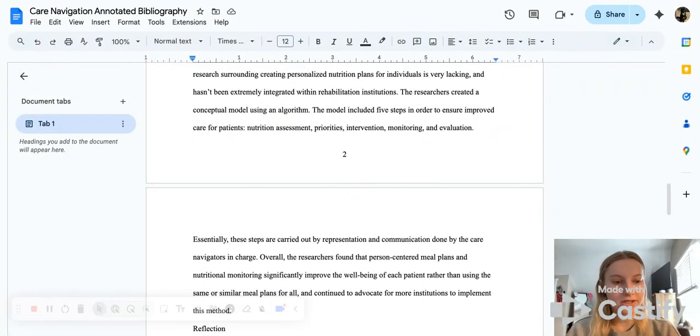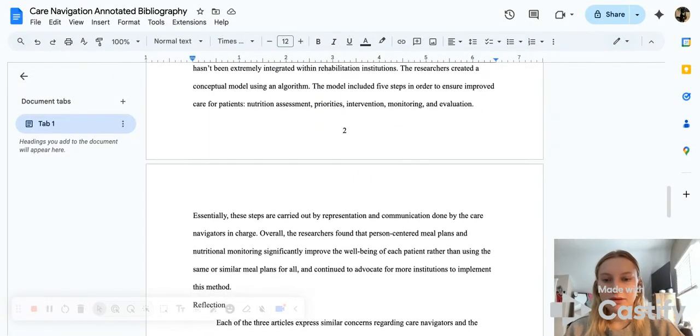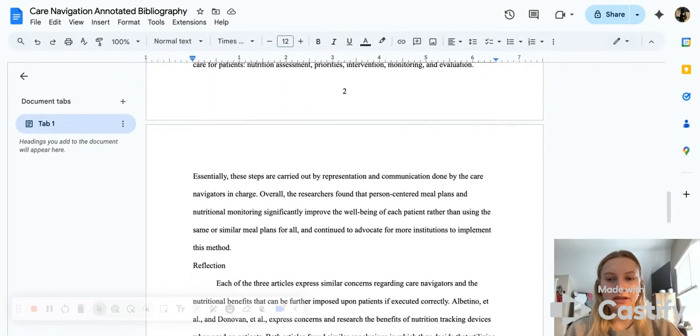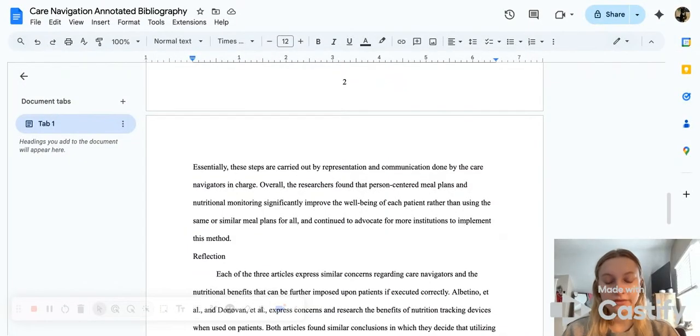Then they have the priorities of the patient that you would deem what is a priority after you complete the nutrition assessment. And then there's intervention. So if that patient would have an issue with having to eat certain things, like they say they have weight management issues and they really, really don't want to start eating healthy, that's when you step in and you intervene. And then there's monitoring, that's pretty self-explanatory, and then evaluating, same thing, pretty self-explanatory. But they carried out all of these steps, and they found that it overall extremely benefited the patients and the care navigators all around.